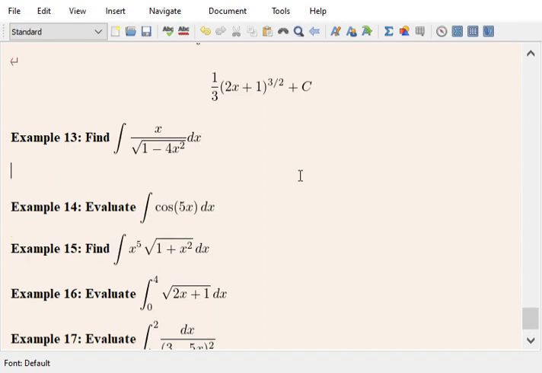All right. Well, same story here. I mean, we've converged on a pretty solid strategy for dealing with these, which is just let u be whatever was inside the parentheses, or in this case, whatever is underneath the square root.